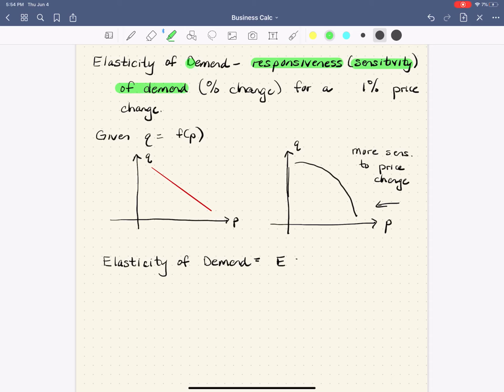So elasticity of demand is expressed as a percent change. And what we're looking at is how much does it change, or not really fluctuate, but change for every 1% price change. So essentially, elasticity of demand, which I have down here labeled as a letter E, is the percent change in quantity over a percent change in price. So it's measured as a ratio of ratios, I guess you could call it.